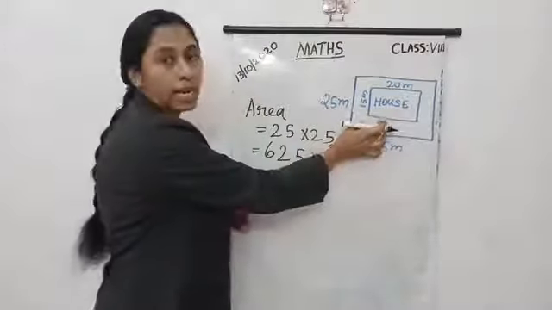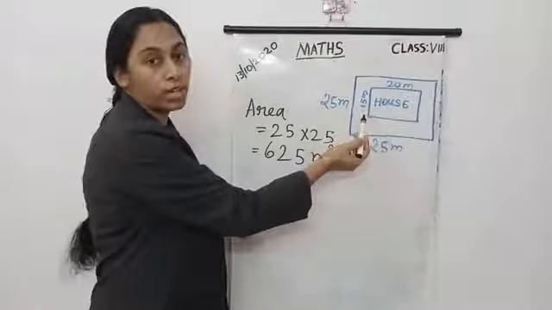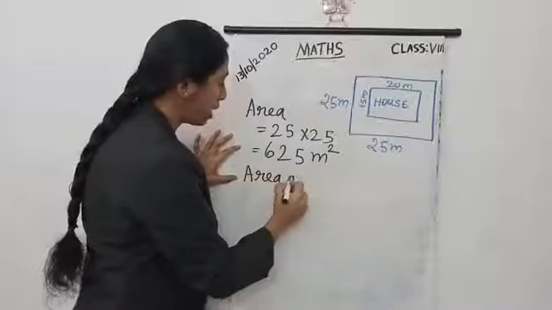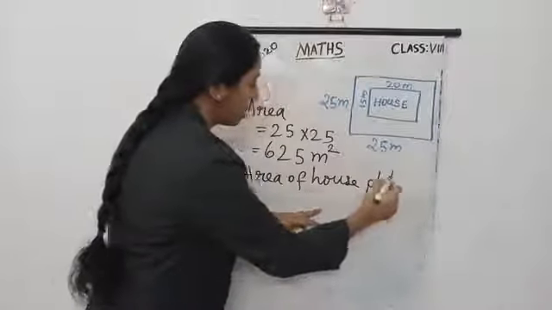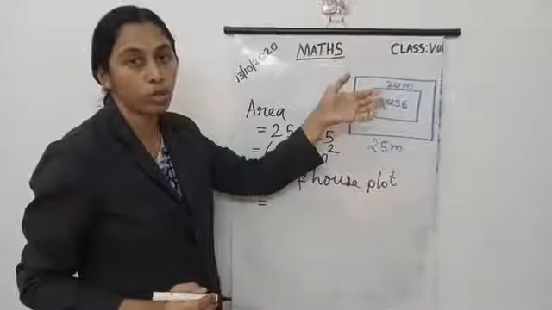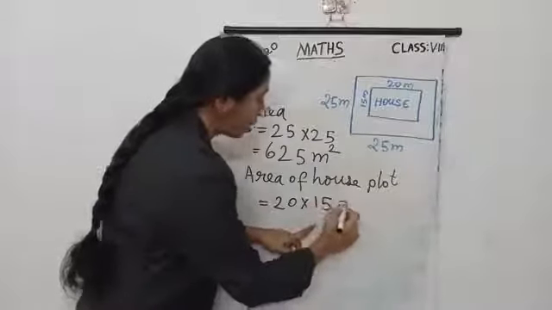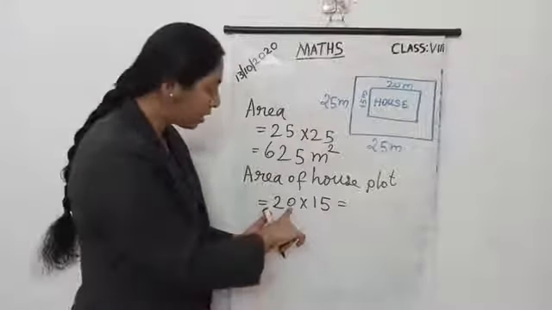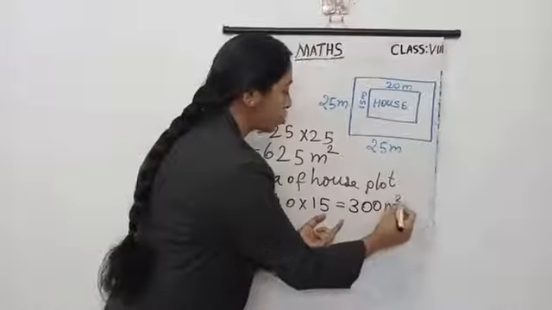Next we need to find the area of this house plot. This is a rectangle, isn't it? Given length 20 meter and breadth 15 meter. So the area of the house plot is equal to, what is the area of a rectangle? Length into breadth. So here 20 into 15. Easy multiplication, 15 into 2 we get 30. Then this 0 also. So the answer is 300 meter square.